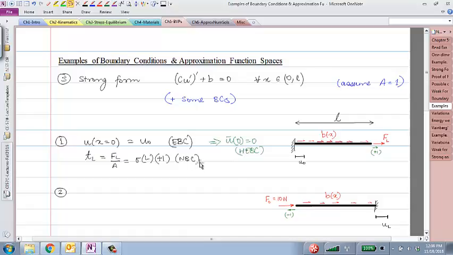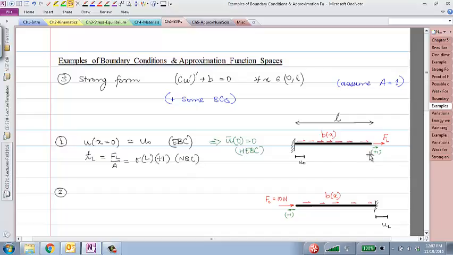There is no homogeneous essential boundary condition corresponding to this, because a homogeneous essential boundary condition corresponds only to an essential boundary condition. So that would be the only boundary condition at the right end.